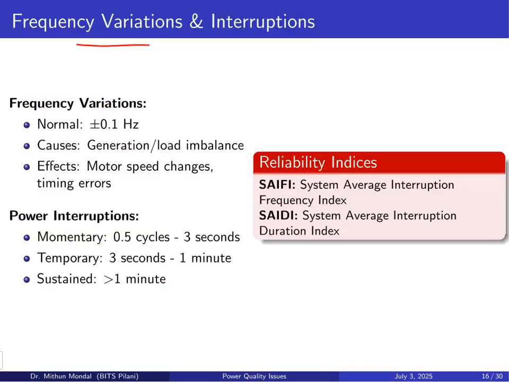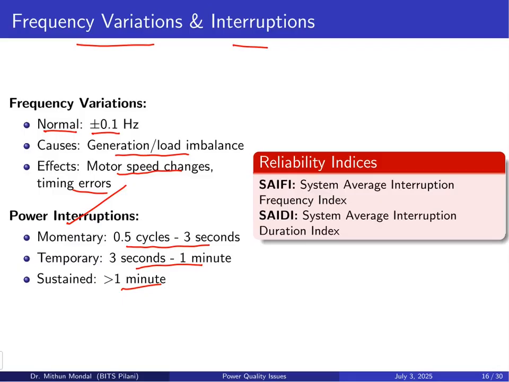There is variation in the frequency and interruption. Normally the frequency variation can be 0 plus minus 0.1 Hz, and it is caused by generation or load imbalance, and the effect is motor speed changes or timing error. Power interruptions can be momentary, from 0.5 cycle to 3 seconds, temporary, from 3 seconds to 1 minute, and sustained, greater than 1 minute. So there can be power interruptions, which can be for a small duration or a large duration.